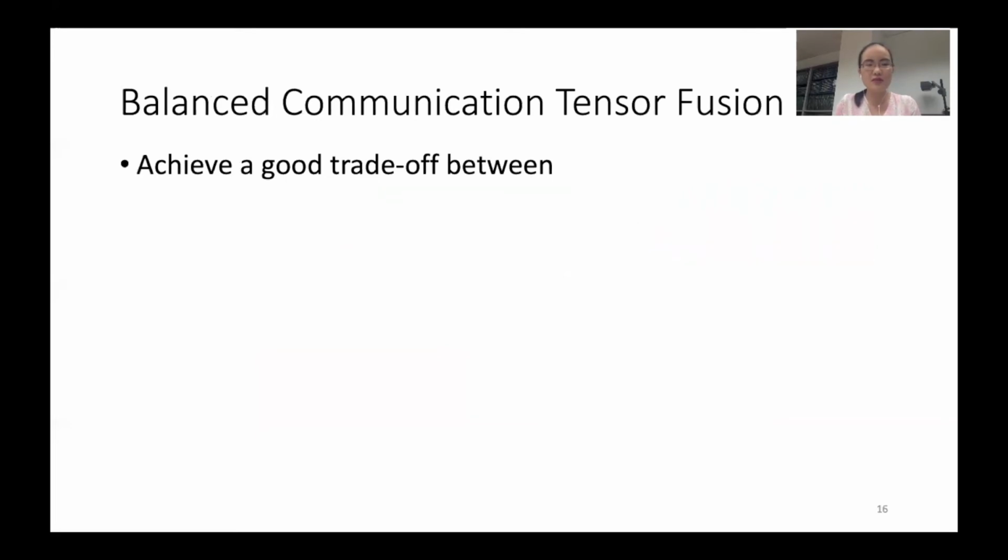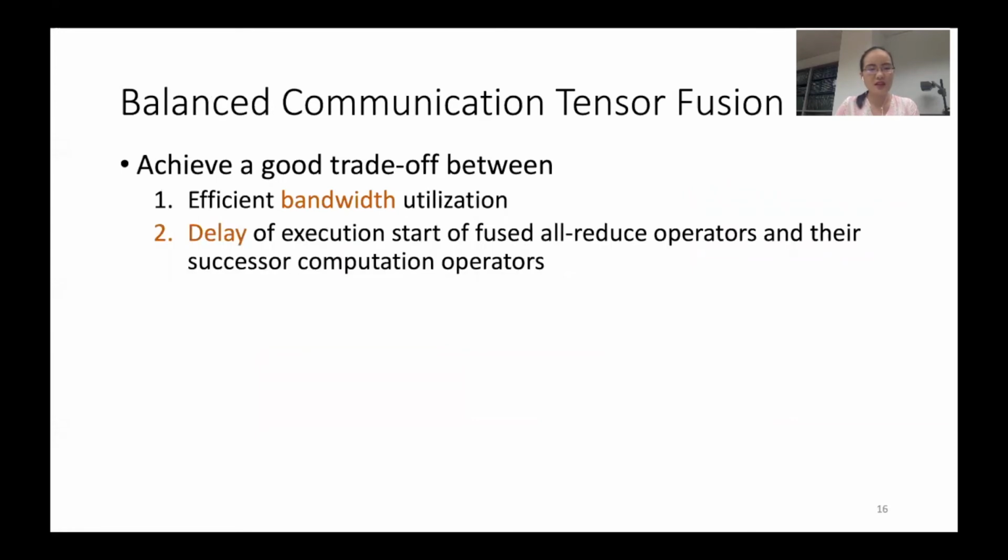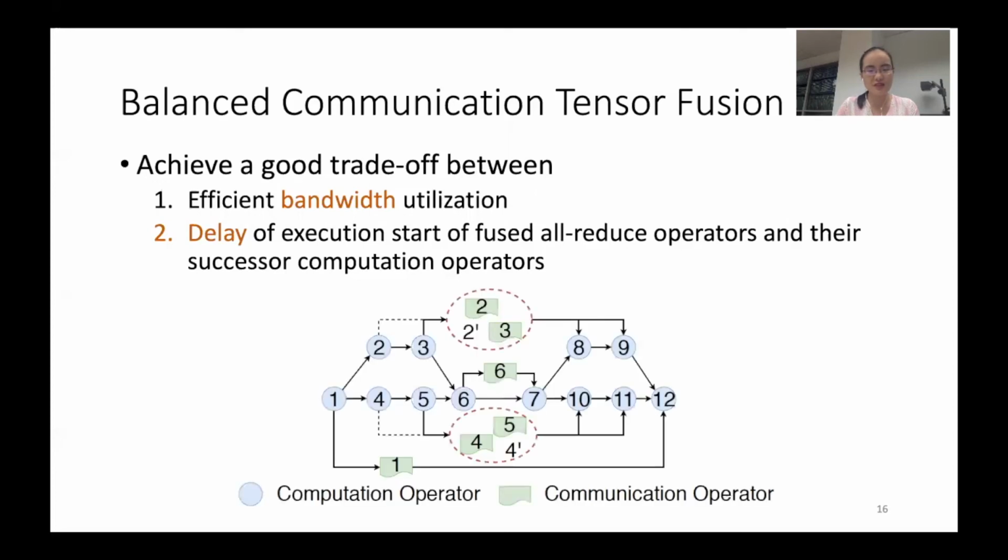However, in the previous model, we assume that the DAG is given, but we still need to consider how to construct such a DAG first by tensor fusion. In the tensor fusion, we want to achieve a good trade-off between efficient bandwidth utilization and the delay of the execution start of the fused all-reduce operators and their successor computation operators. In this example, we can fuse the tensors 2 and 3 into 2', and also the tensors 4 and 5 into 4'.